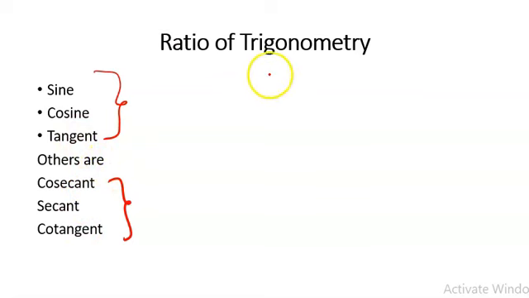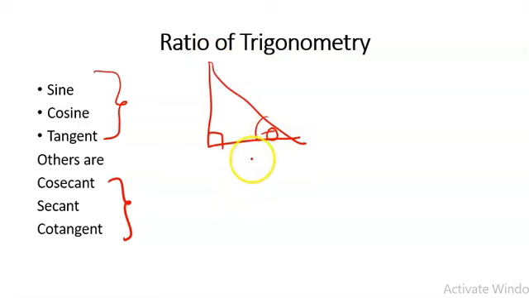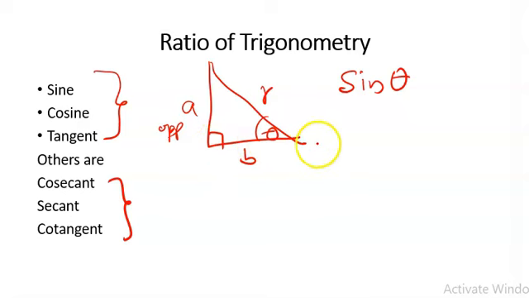Now, because it is a ratio, let's draw our right angle triangle. This is our right angle triangle, 90 degrees, and then this is theta, A, B, and R. If you want to find sine, the short form is SIN, sine of the acute angle. Remember, the side facing this acute angle is called the opposite. Where the 90 and the acute angle align is called adjacent. The longest side is called hypotenuse.